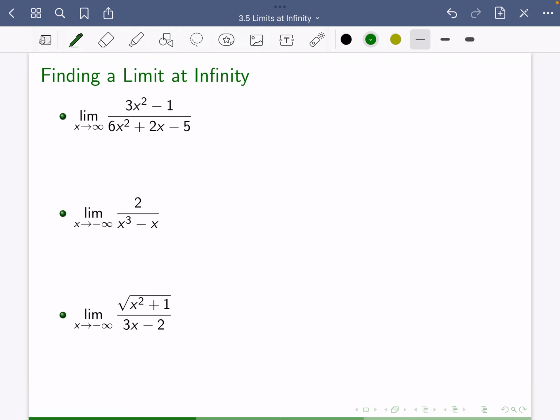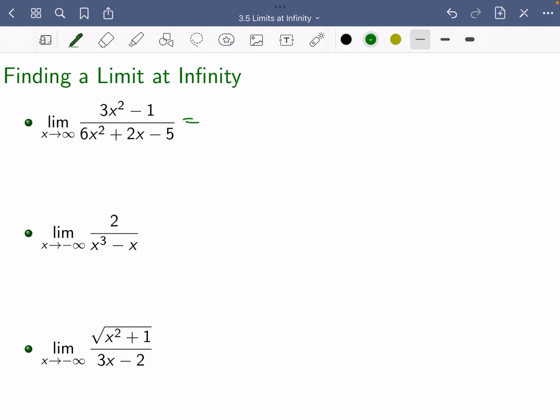Here we have the limit as x goes to infinity of 3x squared minus 1 over 6x squared plus 2x minus 5. To evaluate this, we can factor out an x squared from both the top and the bottom. Why did I choose x squared? Because that was the largest power that showed up in the numerator. So I'll go ahead and factor that out. x squared times 3 minus 1 over x squared.